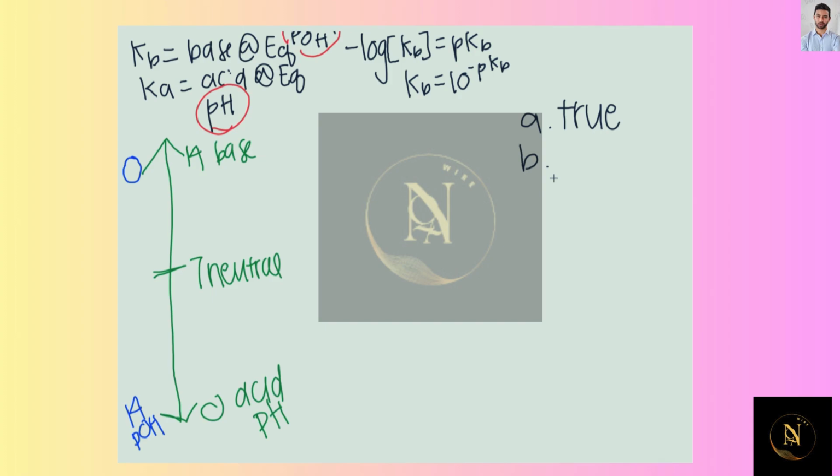For question B, the question is asking the opposite: the stronger the base, the larger the pKb. If the pKb gets larger, it's going into acidity territory, going into 7 to 8 on the pOH scale. Therefore, that statement would be false.